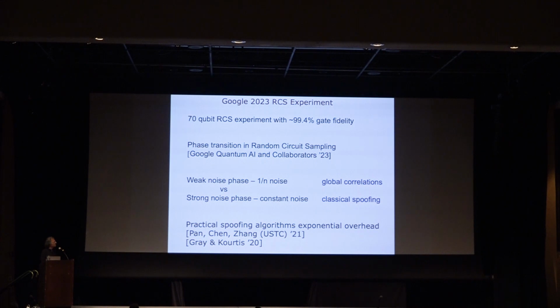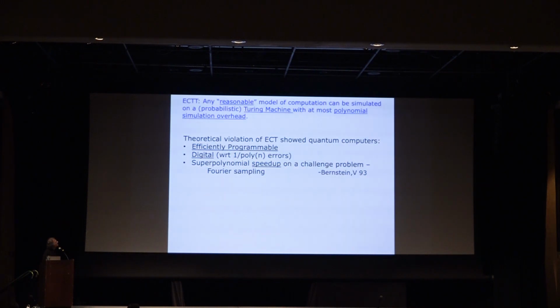So let me put some of this in context in terms of theoretical work at the very beginnings of quantum computing. In terms of computer science, we think about the extended Church-Turing thesis, which is sort of the foundation of computer science. It says that any reasonable model of computation can be simulated on, well, at that time, a probabilistic Turing machine with at most polynomial simulation overhead. This is violated by quantum computers, and that's the whole point of quantum computation.